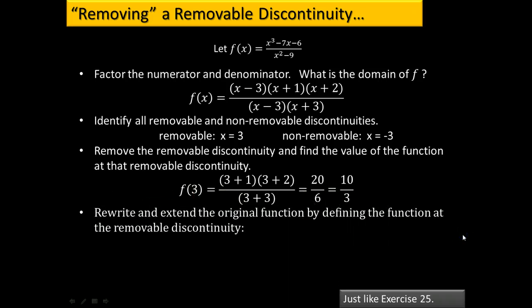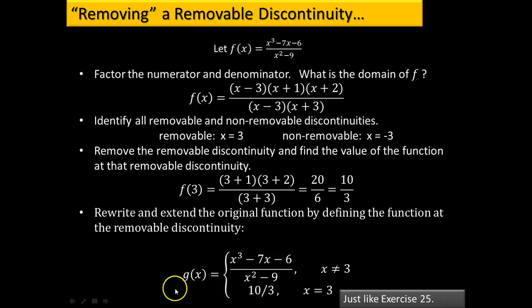And to completely remove that, we're going to rewrite and extend our original function by defining the function at that removable discontinuity point. So we're going to call our new function g of x, and it's going to be our original f of x function, plus at our removable discontinuity at x equals 3, we're going to define the function to be that function value of 10/3. So now we have removed all of our removable discontinuities.